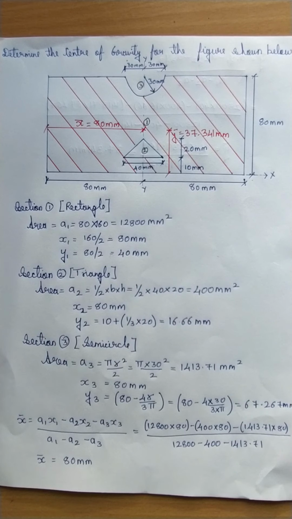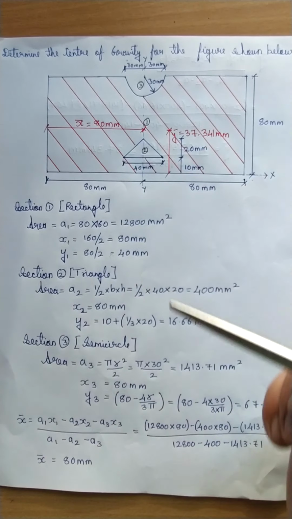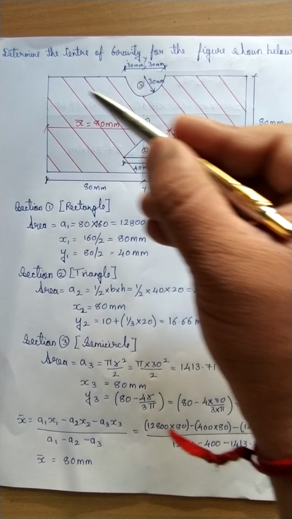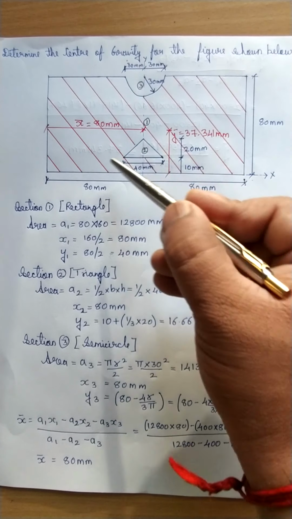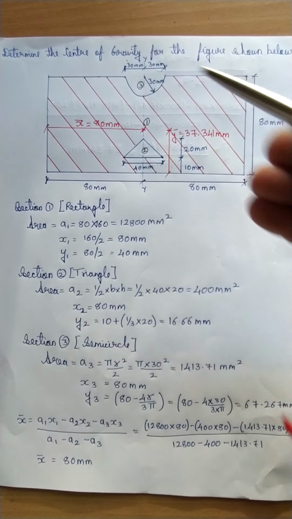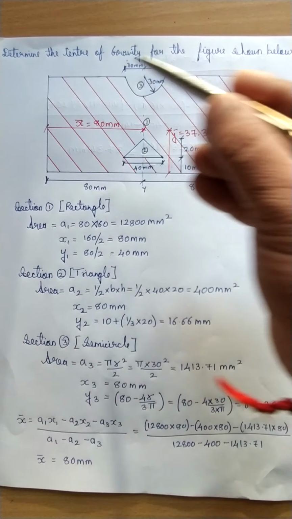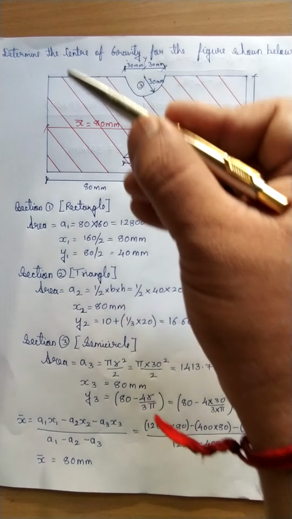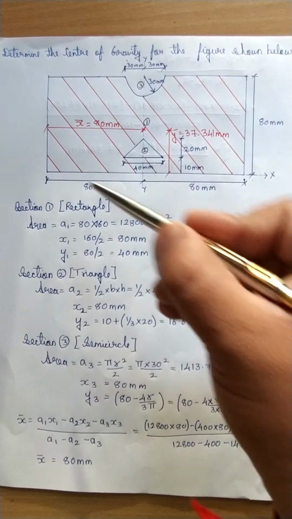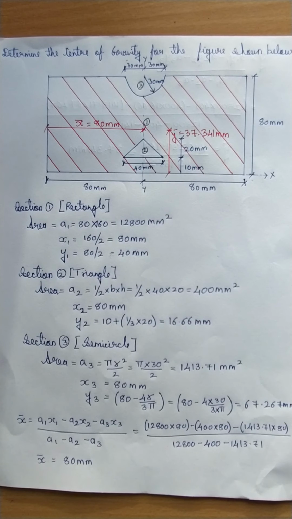They have asked, the meaning of this is we have to find out the center of gravity of only the shaded portion. Shaded portion means, if I consider this rectangle as one section, this triangle as another section, and this semicircle as another section, we have to deduct this and this portion because it is a cut portion of this. So I will take section 1 as a rectangle of this dimension, a triangle of this section, and a semicircle of this section.